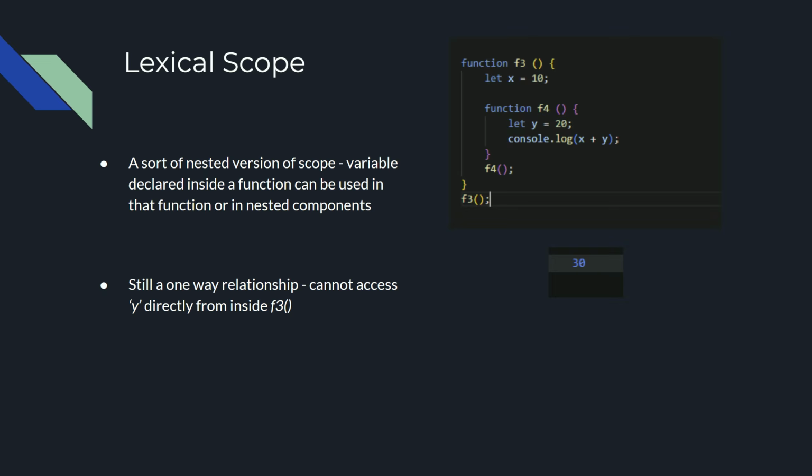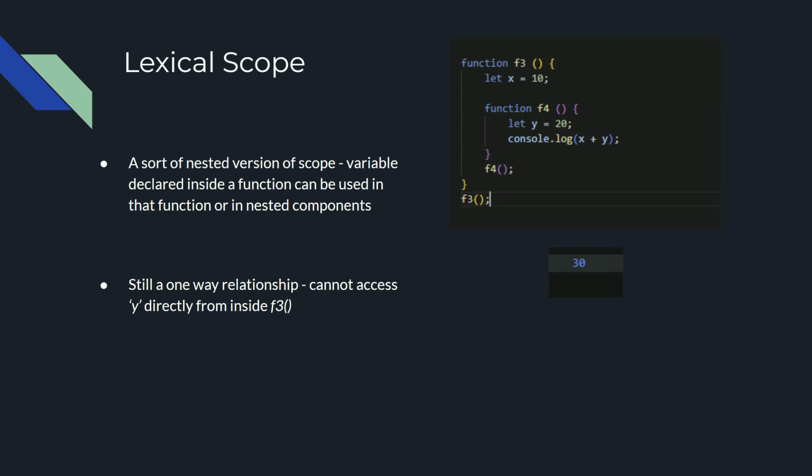And inside function f3, I have another function called f4. And inside that function, I have another variable called y, and it's assigned the value of 20. And inside f4, I actually log x plus y added together. And then outside of that, I call f4, and then outside of all the functions, we just call f3 to begin the process of invoking these functions in general. If you actually run this, the output is 30, since x is 10 and y is 20, and we just add them together.